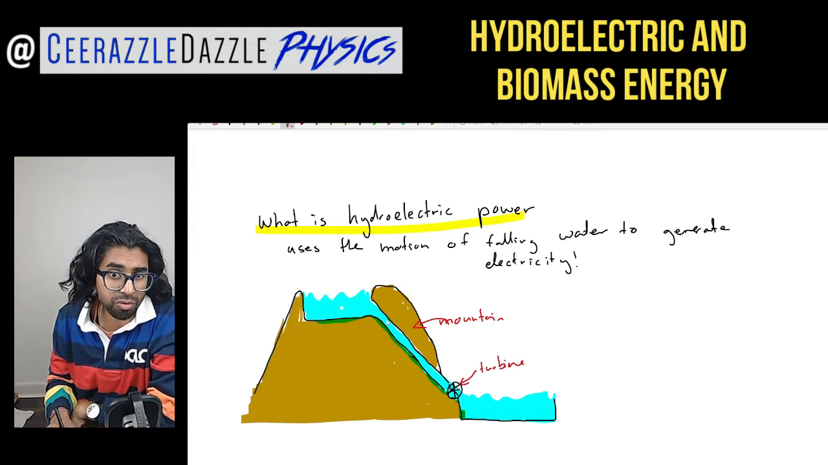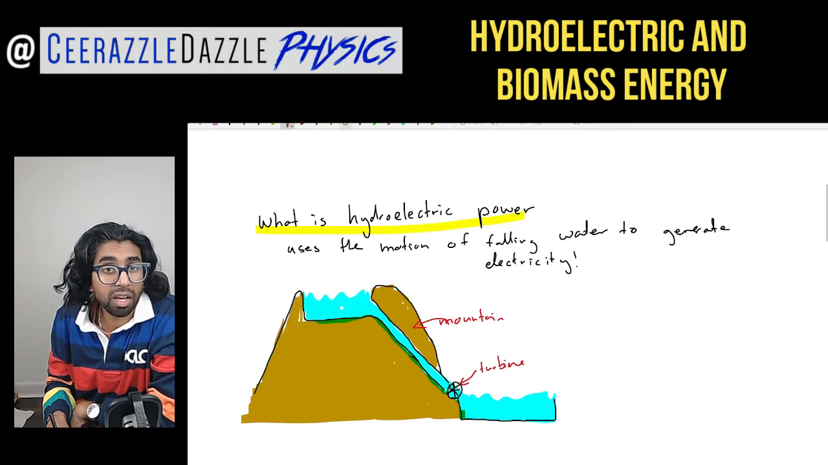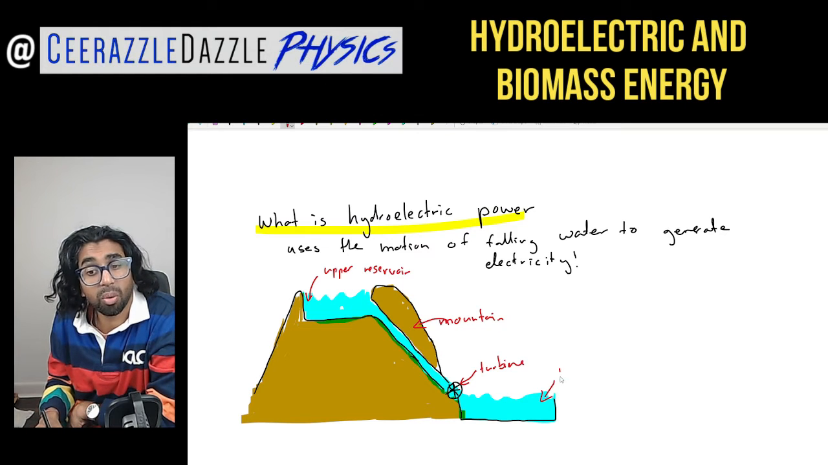So as you can see, the water falls down over here and it pushes through the turbine, and that's what generates electricity. The top part is called the upper reservoir. So this one is going to be the upper reservoir. And the bottom one is going to be called the lower reservoir.